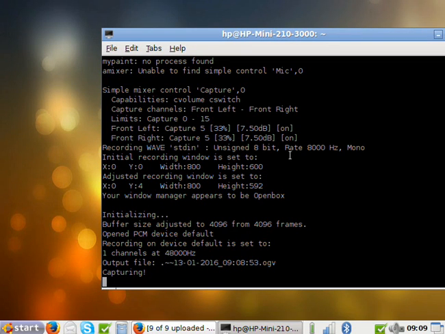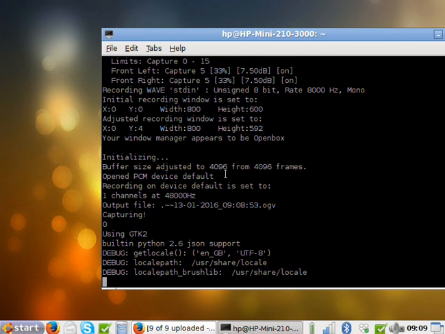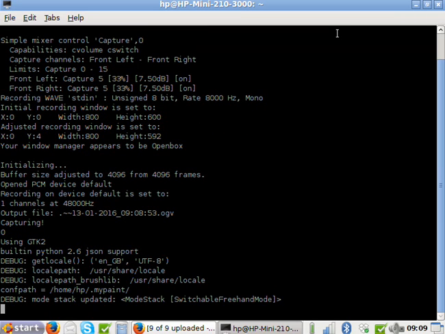Quadratic and cubic. So linear is x, quadratic is x squared, and cubic is x cubed. We're going to have a look at quadratic a little bit more today.